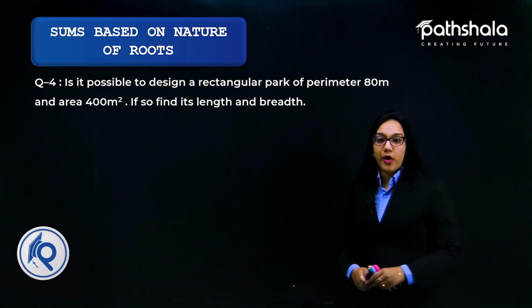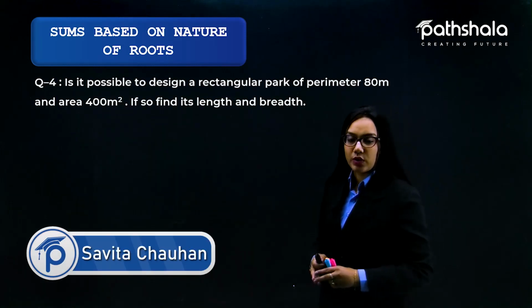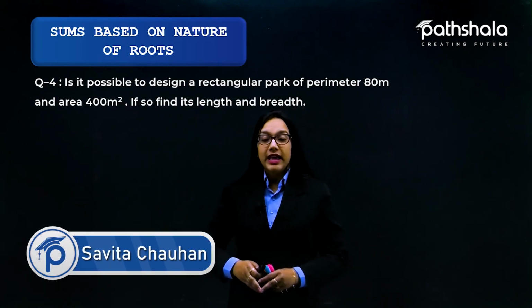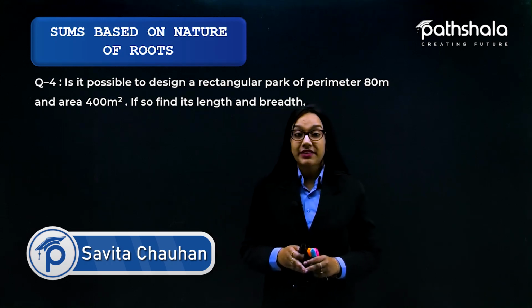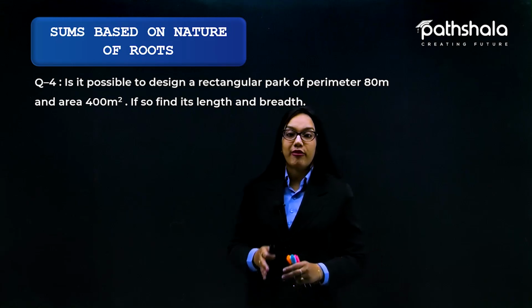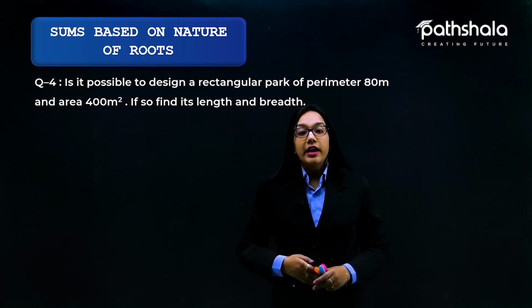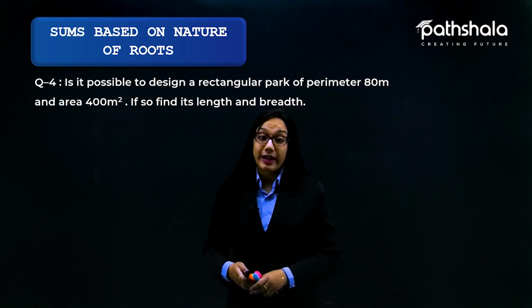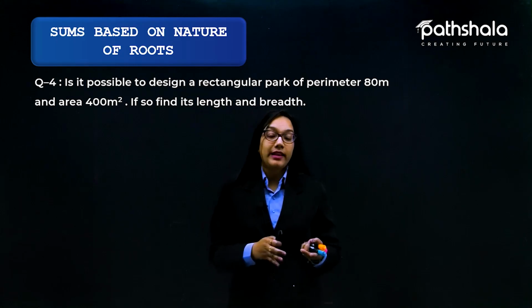Now let's just talk about question number 4. The question says, is it possible to design a rectangular park of perimeter 80 meters and area 400 meters square? If so, then find its breadth and length, or length and breadth.